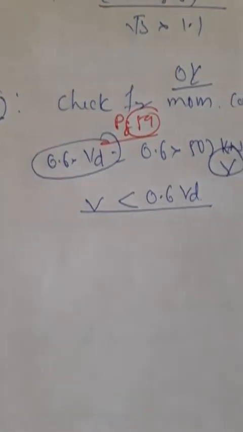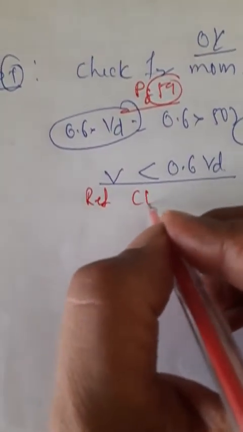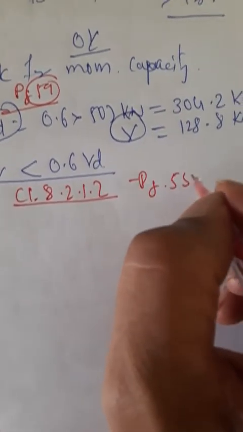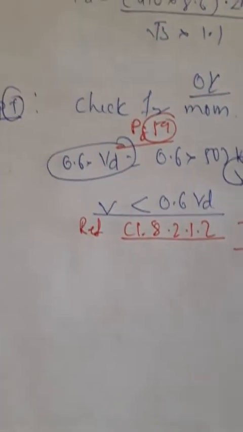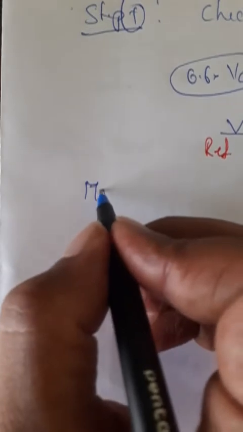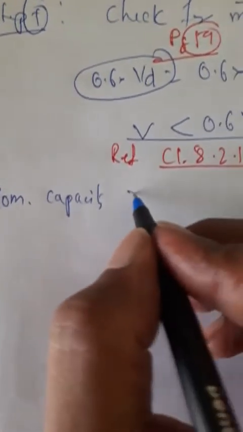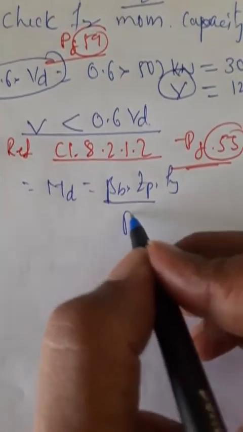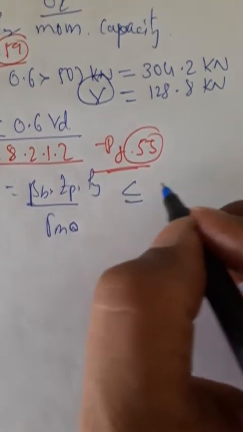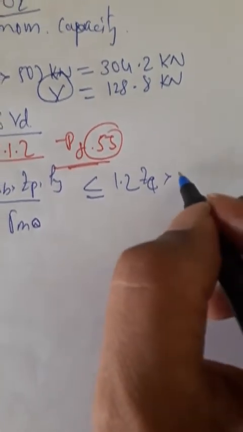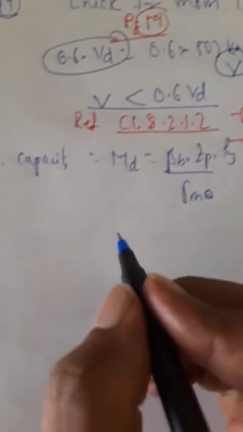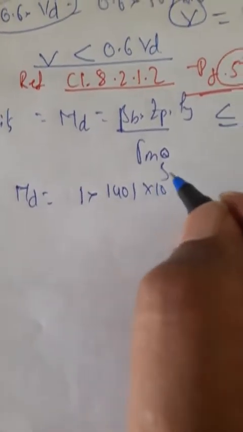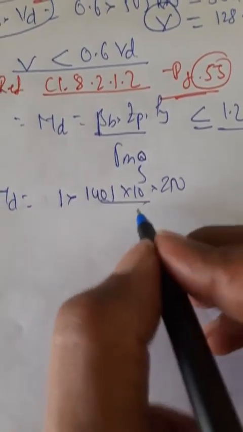When V is less than 0.6 VD, refer clause 8.2.1.2, page 53. So it gives the equation moment capacity Md is equal to beta b Zp fy by gamma m naught, and this should be less than or equal to 1.2 Ze into fy by gamma m naught. So substitute the values. Md is equal to beta b is 1 for plastic sections, Zp 1401, this is the value for the chosen section, into 10 raised to 3 mm cube, into fy 250, gamma m naught 1.1.